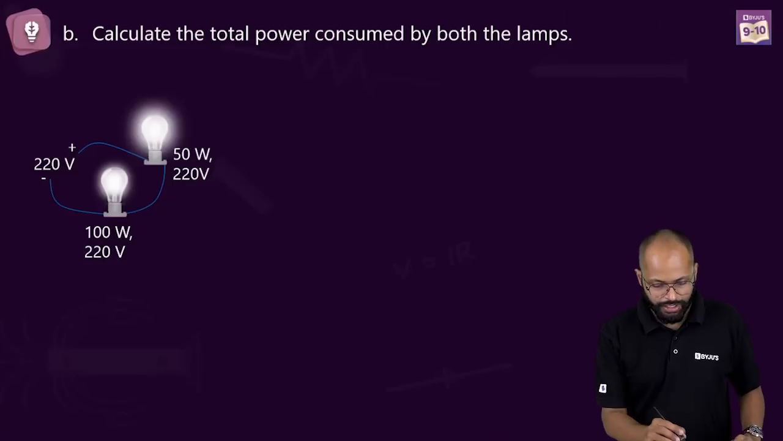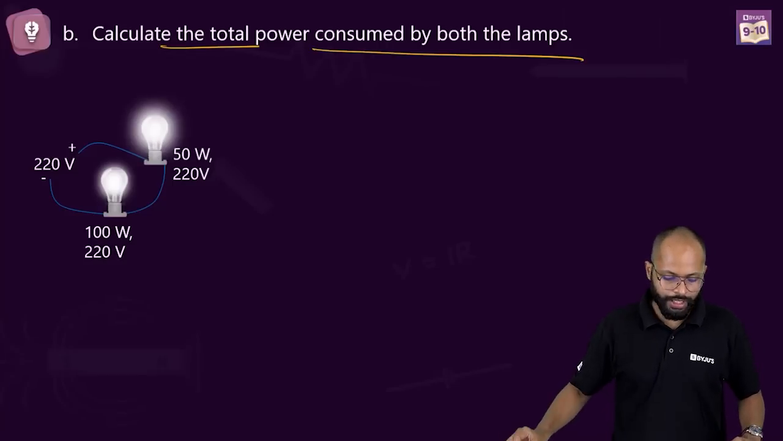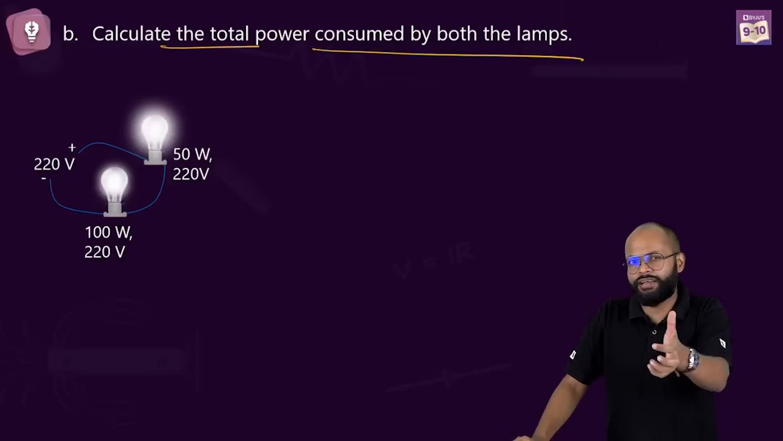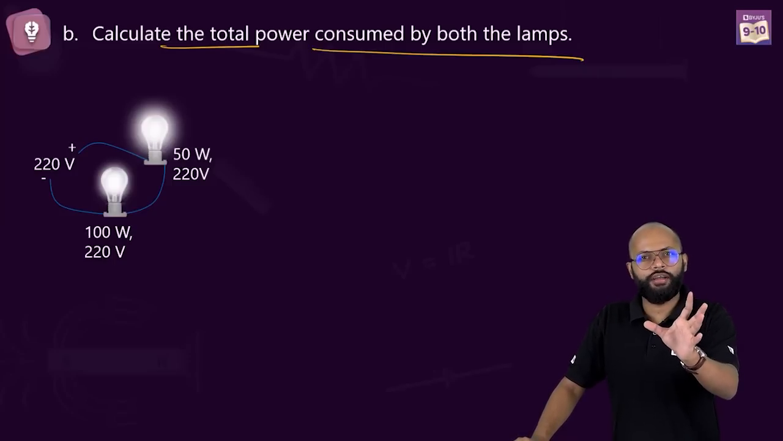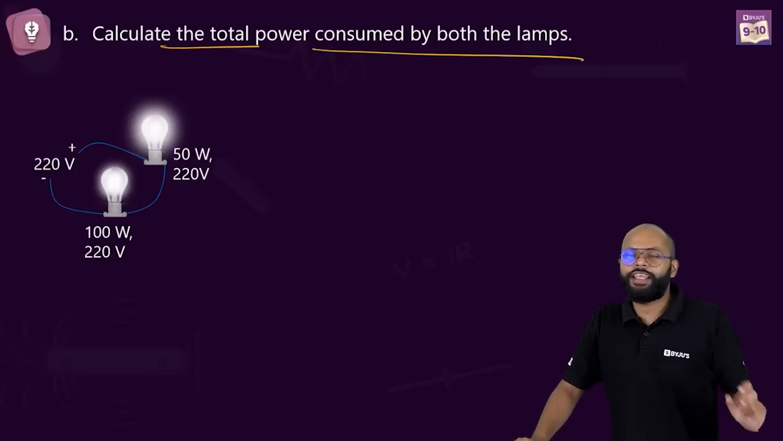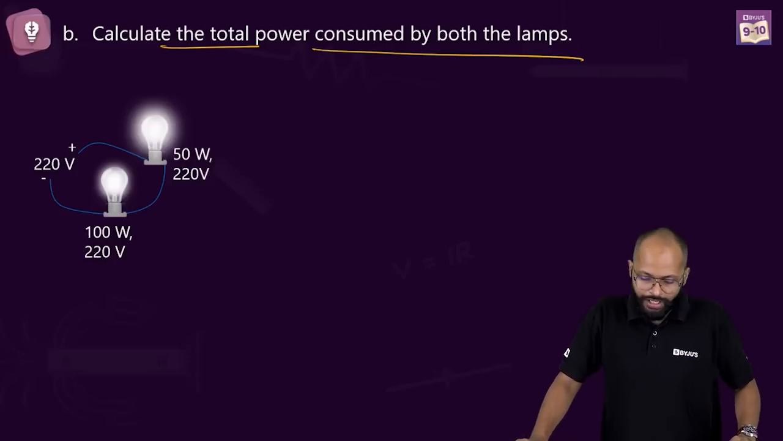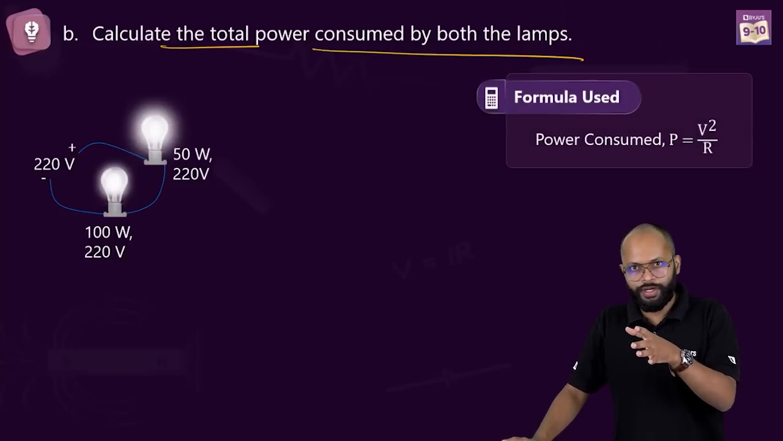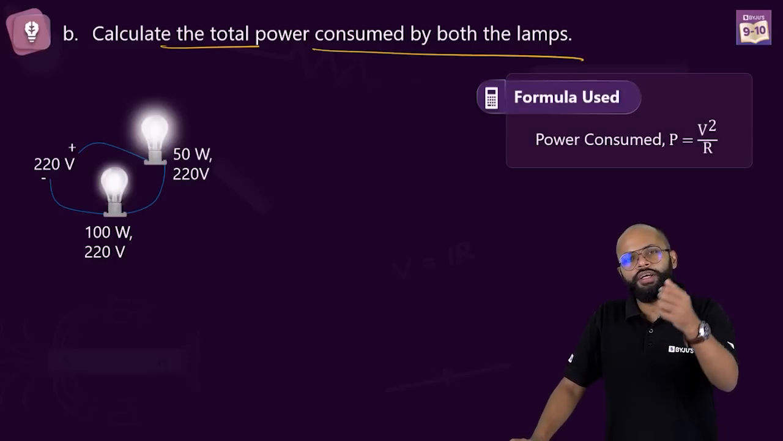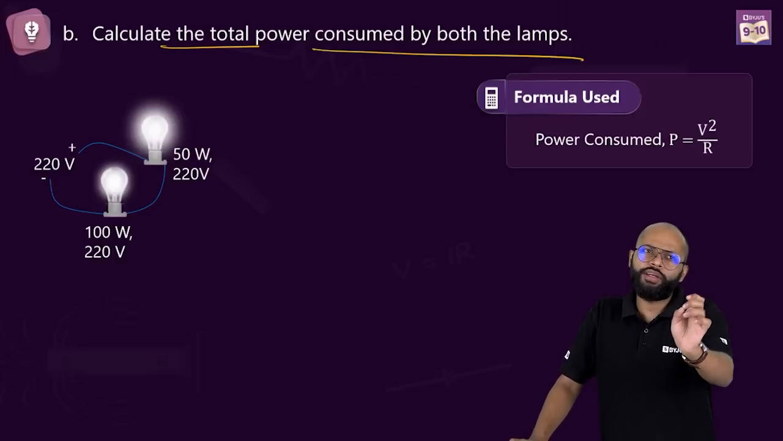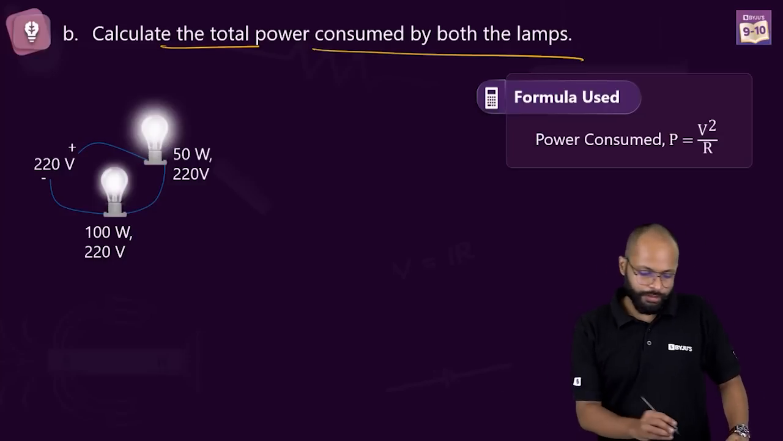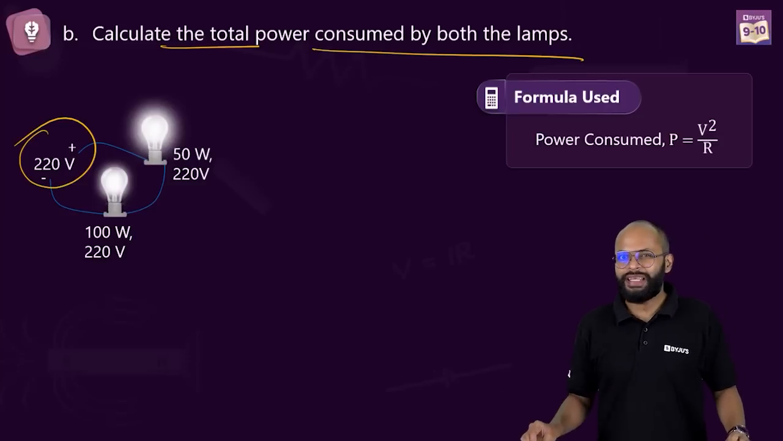Second part is calculate the total power consumed by both the lamps. Now, the question has changed a little bit. Total power. Okay, so I can use I square R. You can actually see, you will get the correct answer. You have found R1, R2, right? You also got 220 volts, the main supply. You can find the current and then say I square into R1 plus R2. That can be done. But you know what? 220 volt of the main supply.